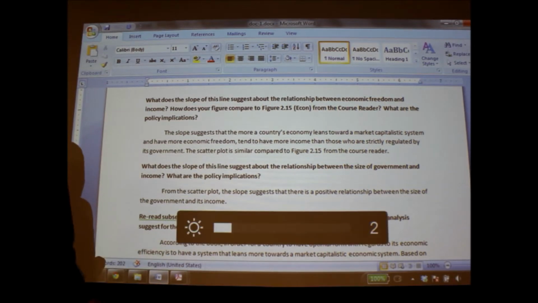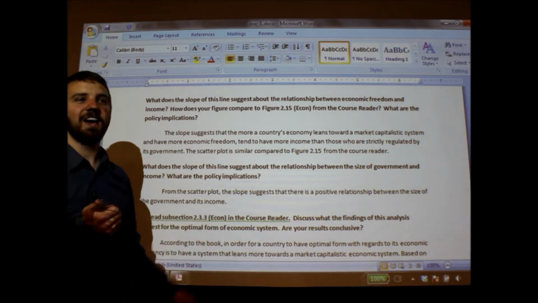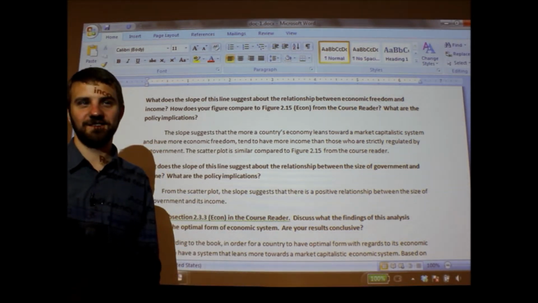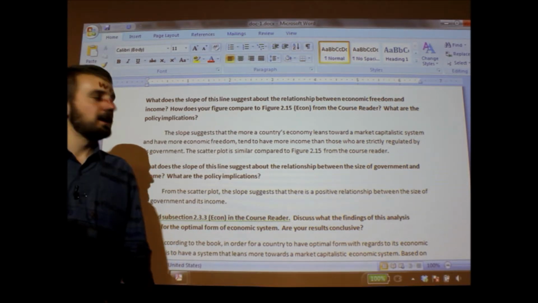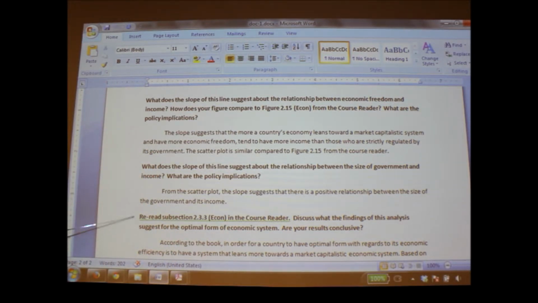But what are the policy implications? Just the opposite. Having more regulations is good. Having a larger government is good. And so reread this section. Discuss what the findings suggest for the optimal form of economic system.